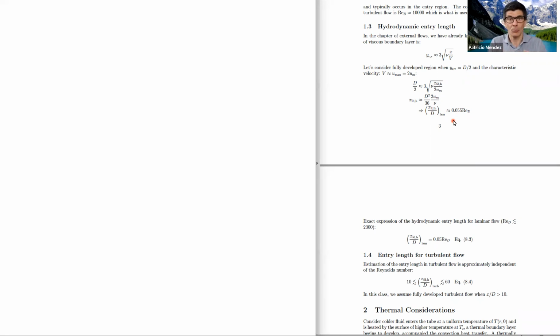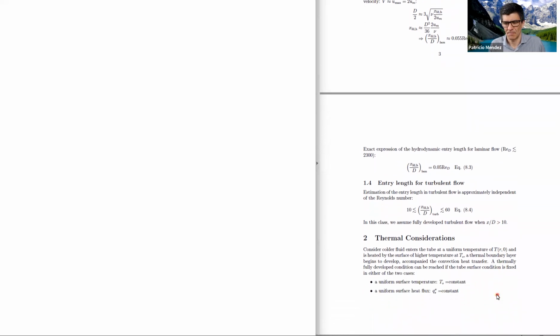But if we don't have to, we don't. And in this case, we didn't need to solve any differential equation, and we can anticipate the entry length for laminar flow. If the flow is turbulent, we don't have a better way of dealing with it, but the book suggests that the entry length for turbulent flow is of the order of 10 diameters. It could be a little bit longer, but those are subtleties. We're gonna call it 10 in this class.